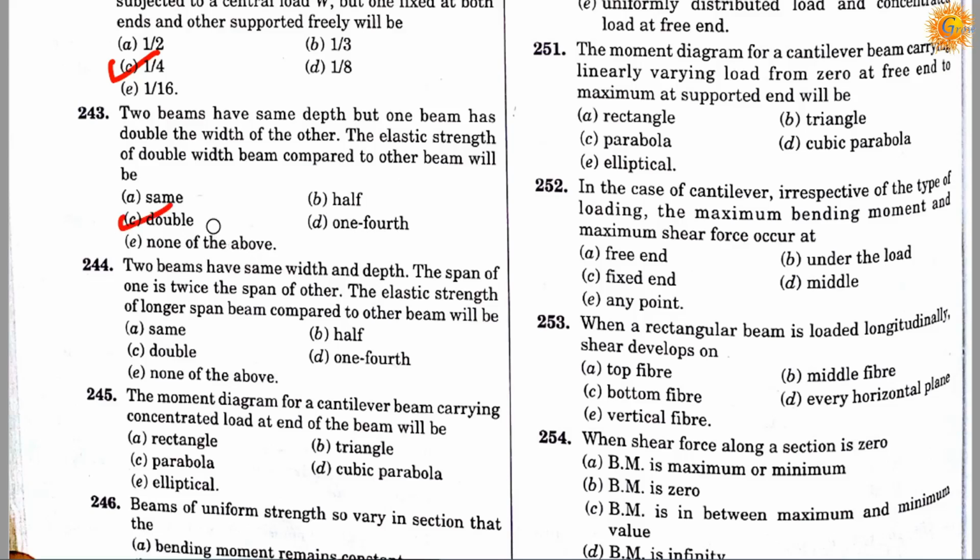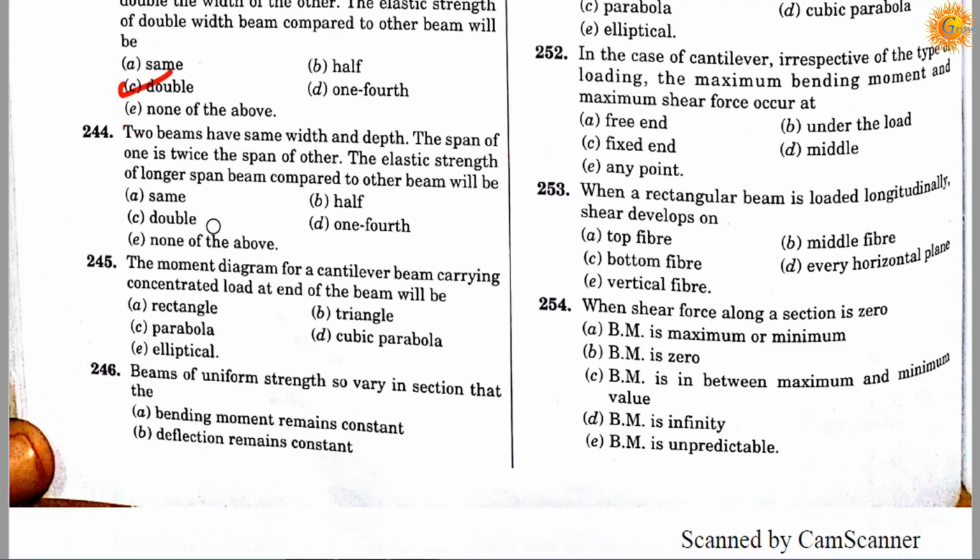Question number 244. Two beams have the same width and depth. The span of one is twice the span of the other. The elastic strength of the longer span beam compared to the other beam will be: option A, the same; option B, half; option C, double; option D, 1/4; option E, none of the above. Correct answer is B. It will be half.